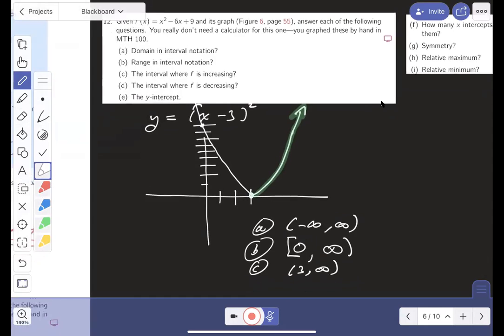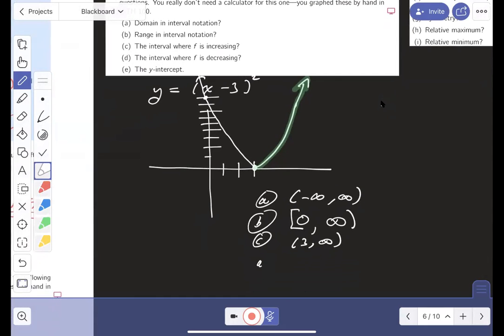What's the next question? Is it ever decreasing? Well, you get the idea over here. Yes, it's decreasing from minus infinity up to 3. Again, look at the picture. As you move left to right, it's falling down here. It's actually falling down as you move left to right. All right, let's keep going. That was D, by the way.